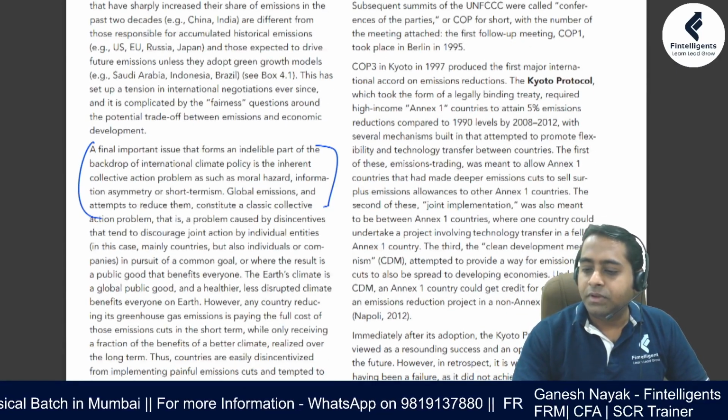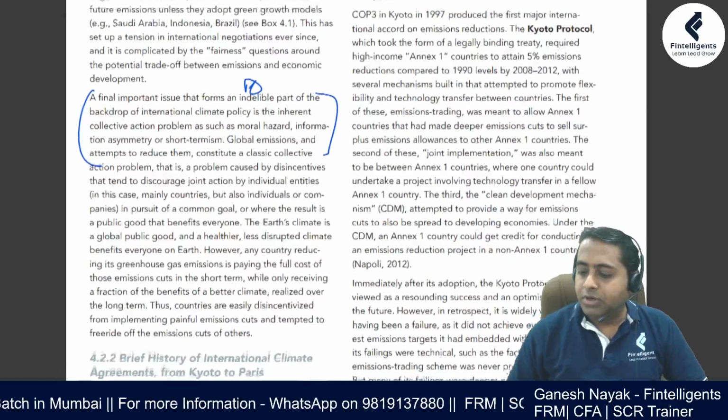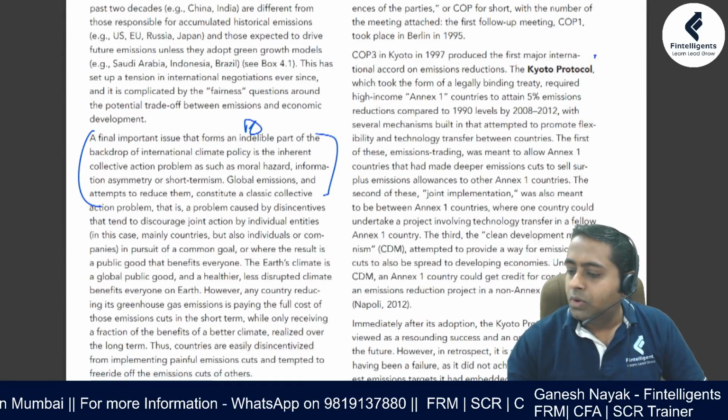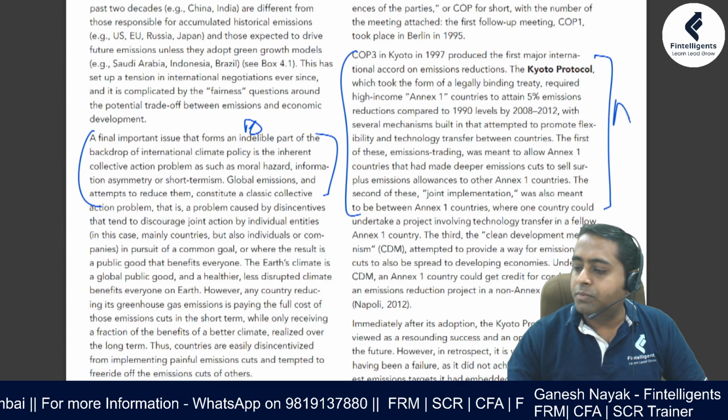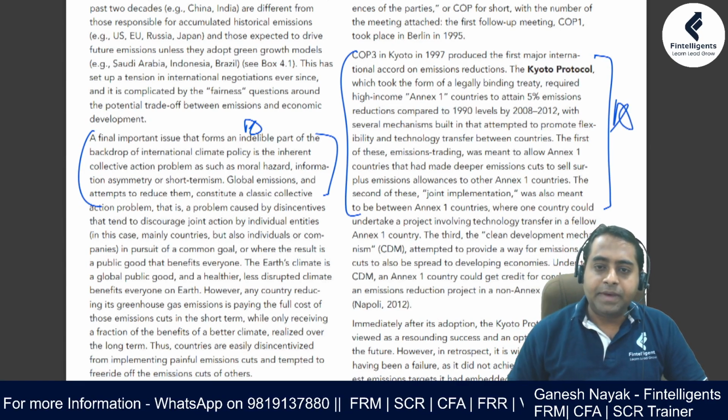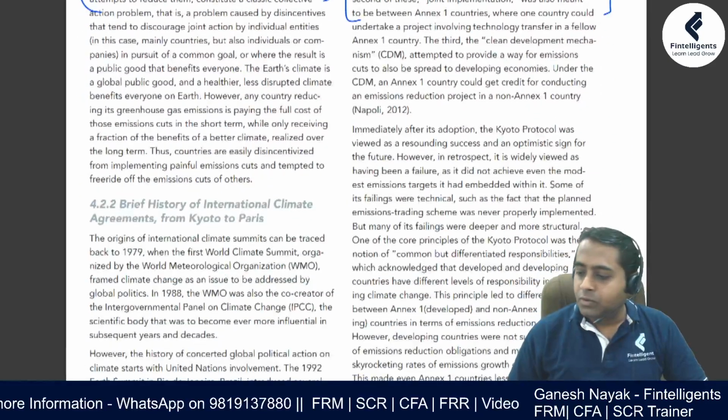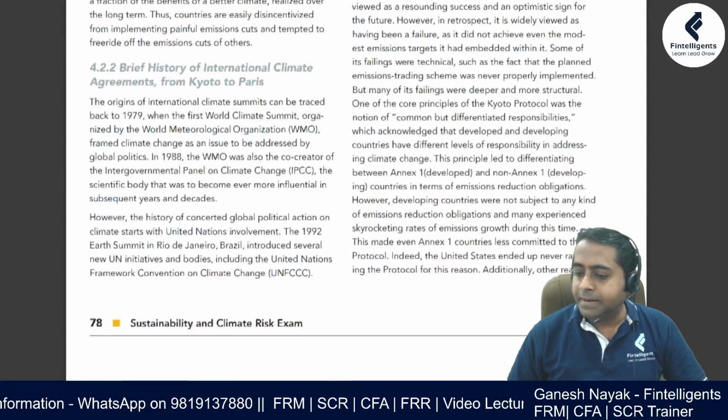Collective action problem, this small part is important. A brief introduction of Kyoto. What was there in the Kyoto Protocol? Because if you understand this, then the Paris Agreement becomes very easy to understand. So that section I've highlighted.